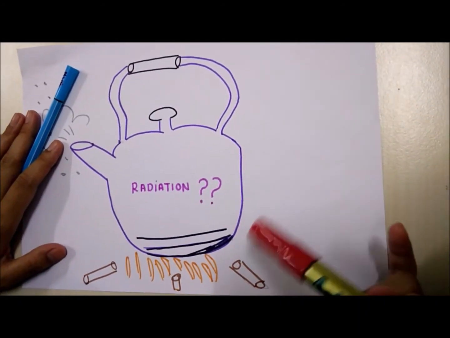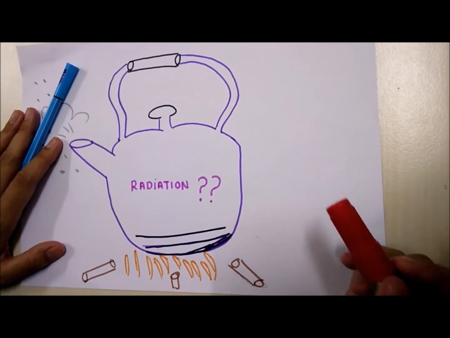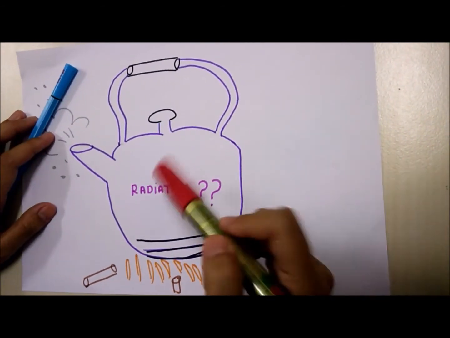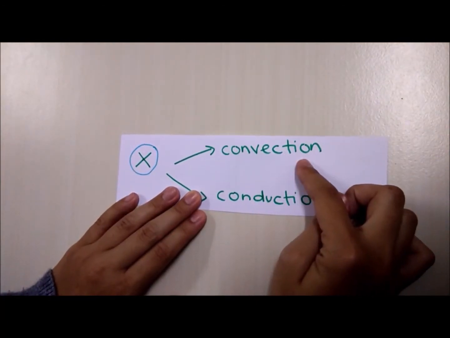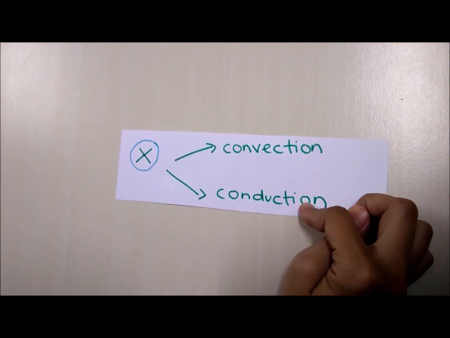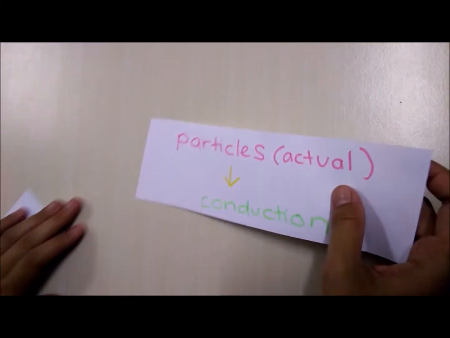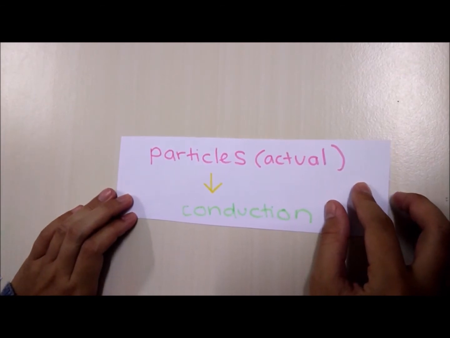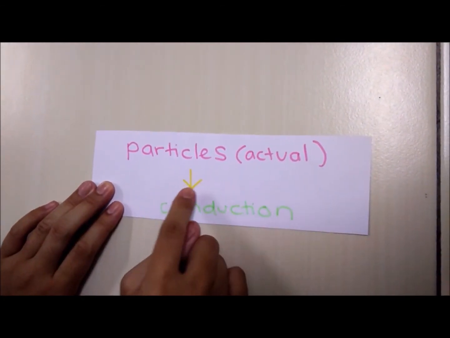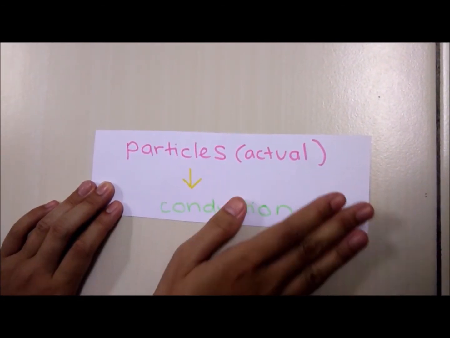So, I will tell you about radiation. Radiation is different from convection and conduction because those require actual particles and the particles moving.